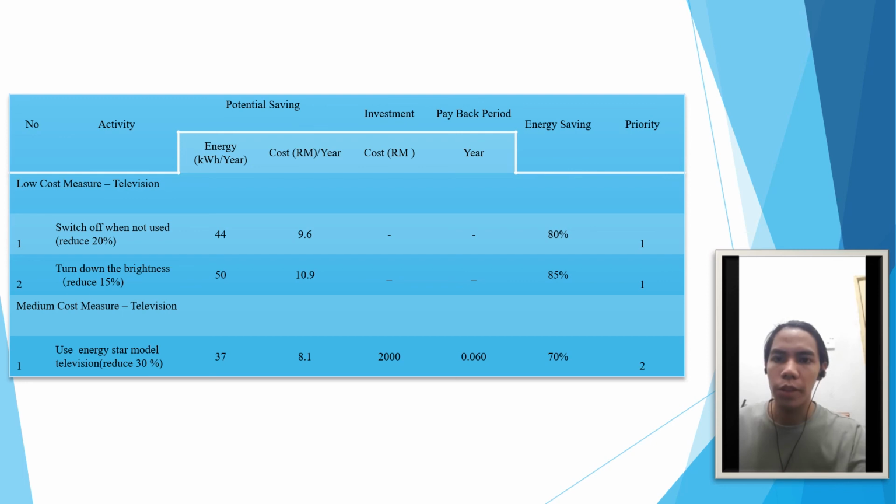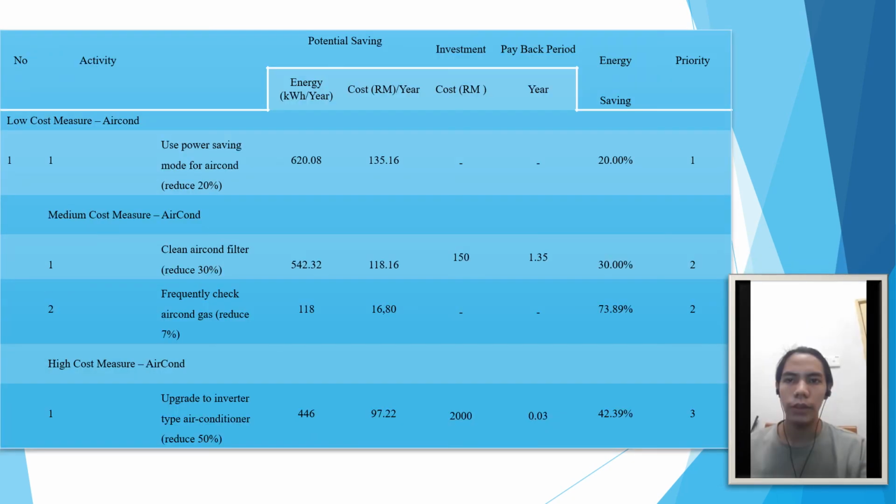The medium cost measure for the television is to use an Energy Star model television. It will reduce 30% of energy, that is 37 kilowatt hour and it will cost RM 8.1. With an investment of RM 2000, the payback period will be 0.060 per year. Low cost measure for the aircon is to use power saving mode. It will reduce 20% of energy, that is 120.08 kilowatt hour and will cost around RM 135.16.